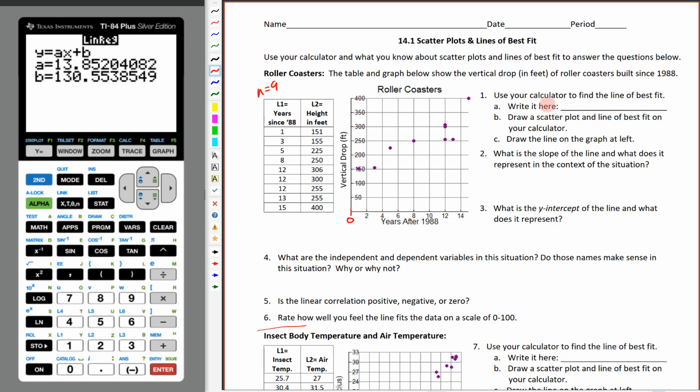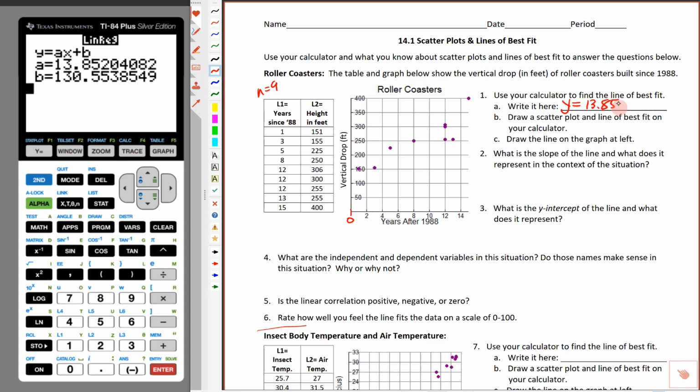So on part A, it says write down the equation. So the equation, this is the slope. And notice we've got 13.852. That 2 is not enough to bump that up to an 8.6. So we're going to write y equals 13.85x, and then down here we've got 130.553. So that 3 is not enough to bump that up, so we've got our slope right here, we've got our y-intercept, so this is plus 130.55, okay?